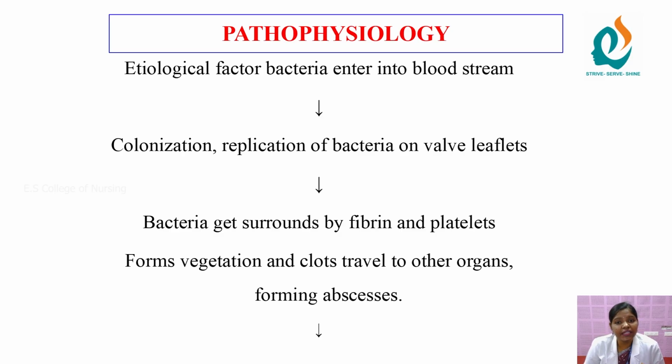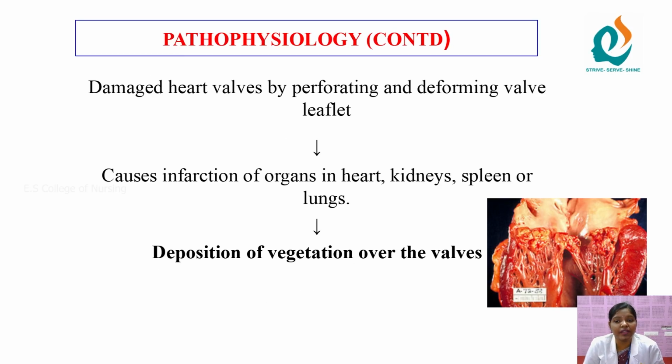Next we move on to the pathophysiology. Due to the etiological factors, bacteria enter the bloodstream. This may lead to colonization and replication of bacteria on the valve leaflet. The bacteria get surrounded by fibrin and platelets and form vegetations, and clots travel to other organs forming abscesses. It may damage the heart valves by perforating and deforming the valve leaflets. It may cause infections of organs such as the heart, kidney, spleen or lungs. It may lead to deposition of vegetation over the valves.